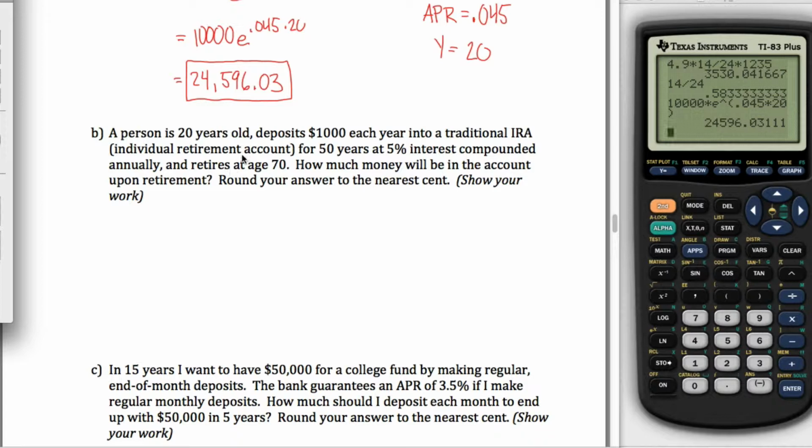This next one: a person is 20 years old, deposits $1,000 each year into a traditional IRA for 50 years at 5% interest compounded annually and retires at age 70. How much money will be in the account upon retirement?